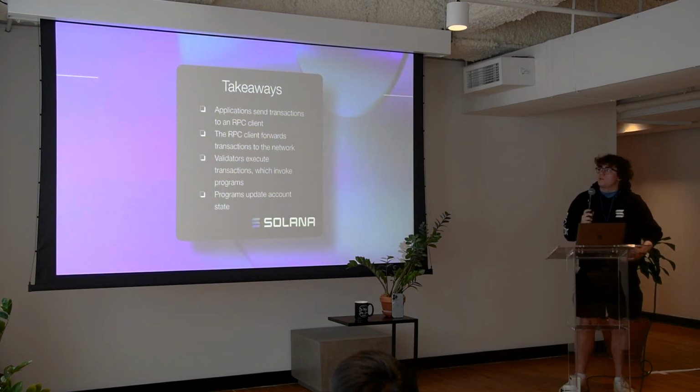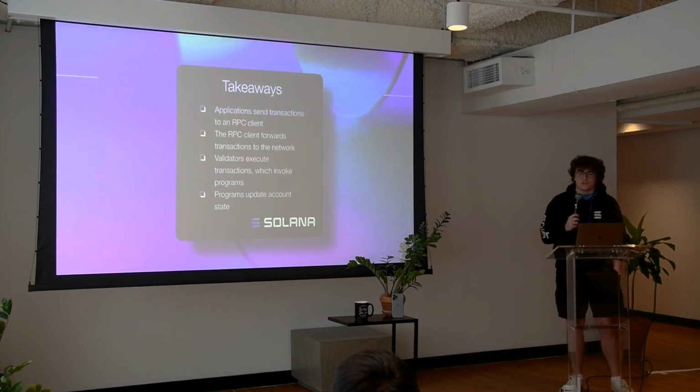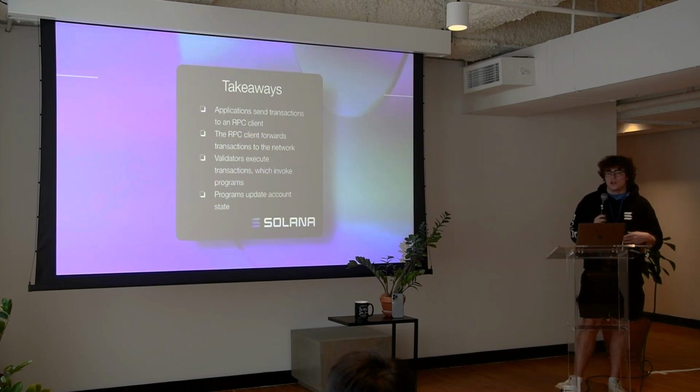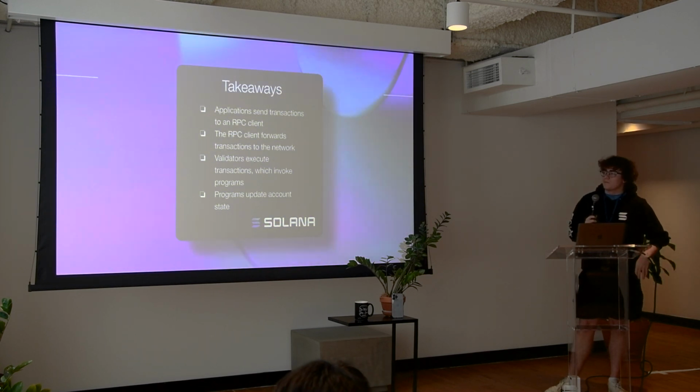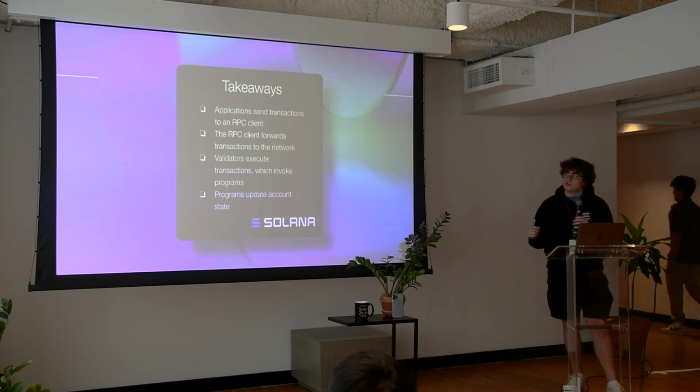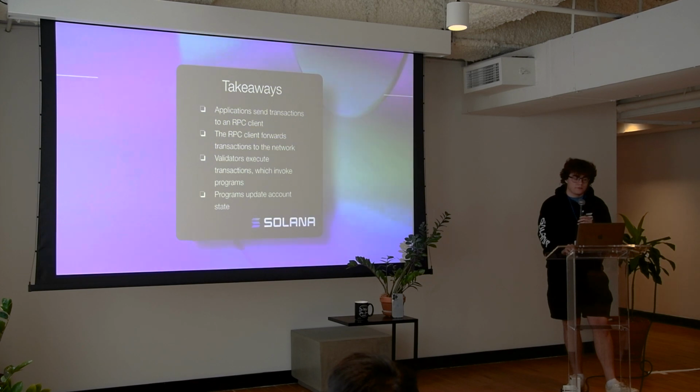So some takeaways from the section. Applications send transactions to an RPC client like they do on most other networks. The RPC client forwards transactions to the network. The validator executes these transactions, carries out the instructions in the program, or rather, their transactions invoke the programs, which invoke the function calls, and then programs update the account state. Once again, state and all data is always stored as accounts, not as programs.